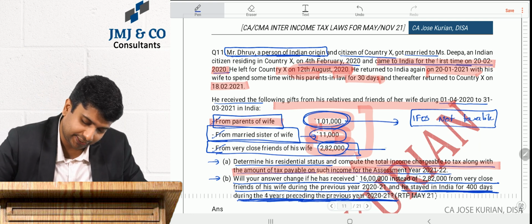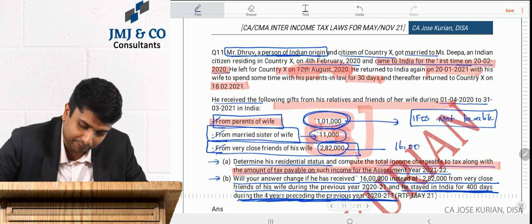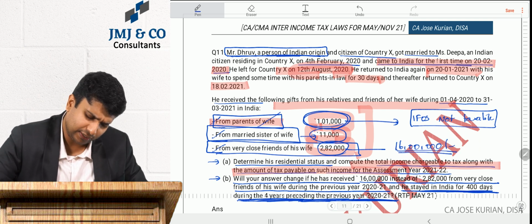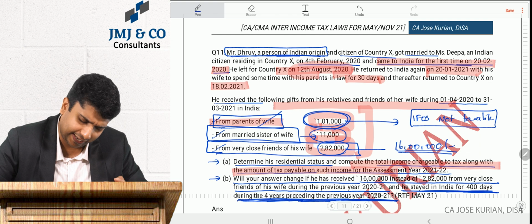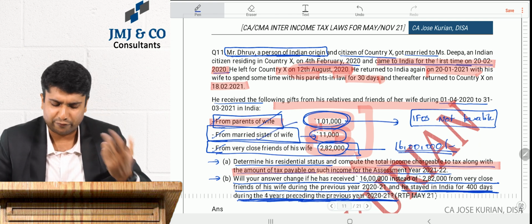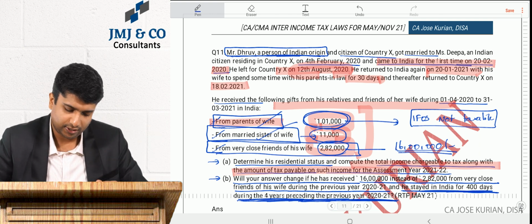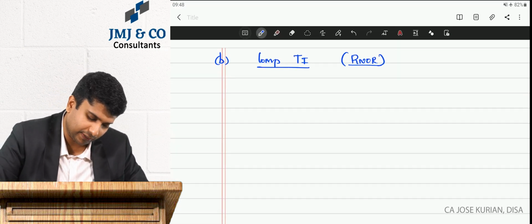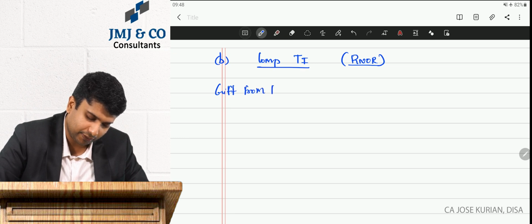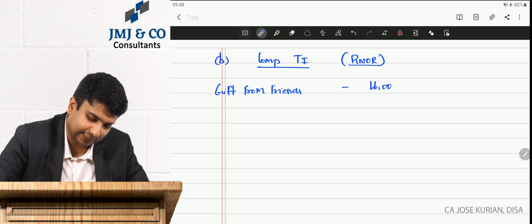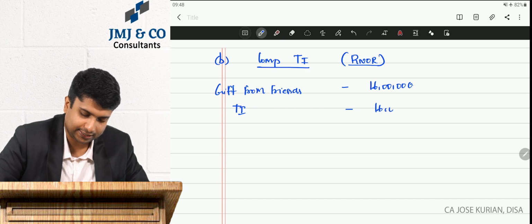Alright, so instead of this 282, in alternate B, his receipt from friends is 16 lakh. That's what they told us, right? Again, gift from parents of wife is fully exempted. From married sister of wife is also not taxable in India. You know the reason why, because they are relatives. The only taxable income would be gift from friends, and it is 16 lakh. And that is the total income as well. So total income in that case is 16 lakh.